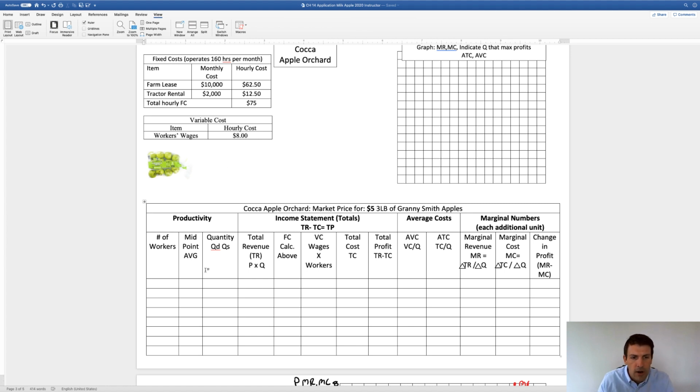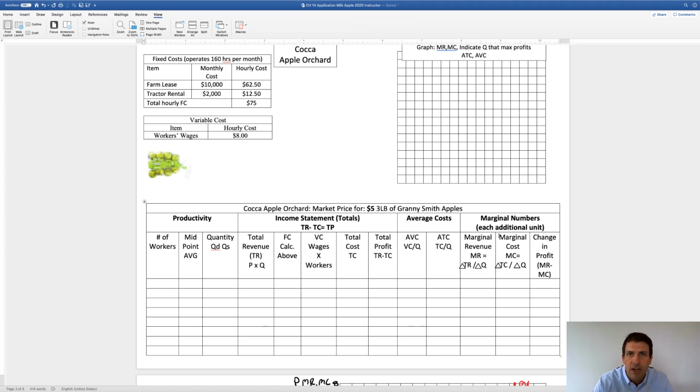So the first thing you want to figure out is how much you can produce. This is going to be the quantity demanded and quantity supplied, all right? Here's our income statement. Our income statement is our totals. Remember, the income statement is revenue minus expenses equals net income. Here's my average cost and my marginal number. So I'm going to go ahead and show you my table, my graph. Don't get freaked out.